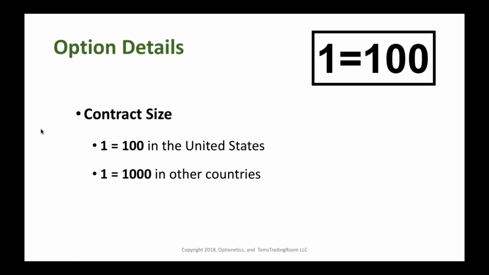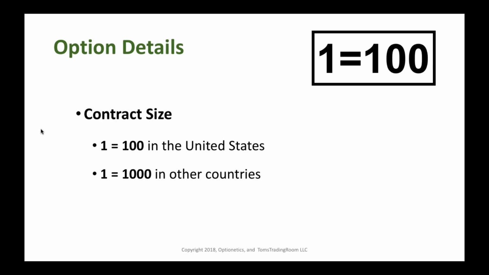How many shares can I buy at 68? Well, these are called option contracts, and each contract is good for 100 shares of stock. So that's why I like to start off saying 1 equals 100. 1 equals 100 in the United States, 1 equals 100 in most countries around the world. There are a few countries where 1 equals 1,000. That's a lot of leverage. But where 1 equals 1,000, most of the stocks are very, very cheap.